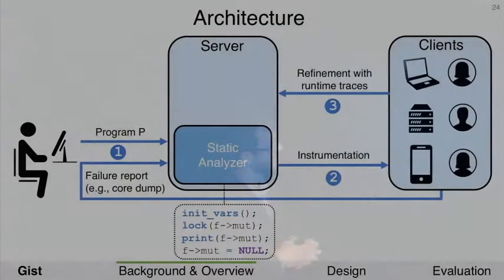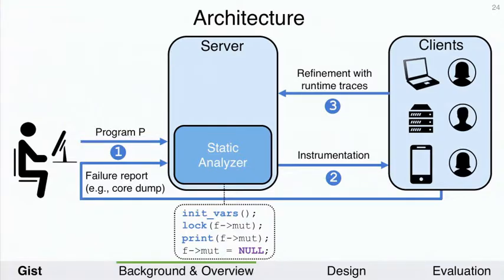Then basically what GIST does is it instructs the runtimes in its client side to gather more control flow and data value information from both failing and successful executions, by taking into account the static slice that the static analyzer computed. GIST gathers this control flow and data flow information and uses it to refine the static slices. In particular, refinement removes from the static slice statements that don't get executed during actual executions, and it adds to the slice information such as access orderings.